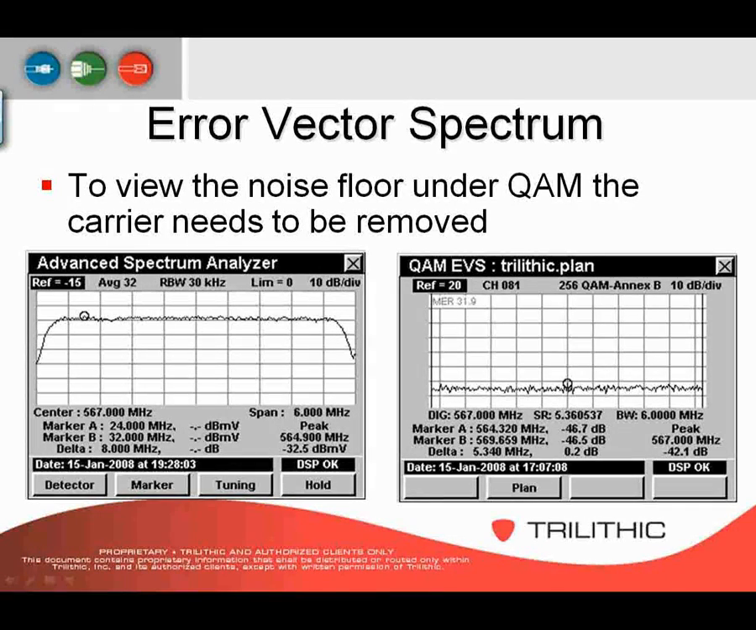So what QAM EVS does is it removes that haystack out of the picture digitally. We have the ability to do that because we have digital signal processing, so it can mathematically remove that haystack from the screen, and the only thing remaining is the noise floor that's under that QAM carrier.